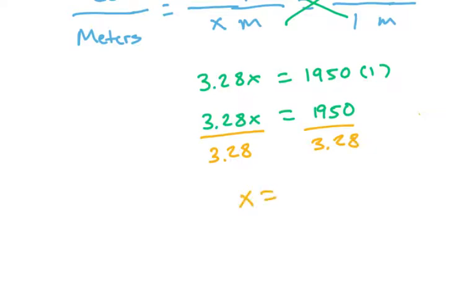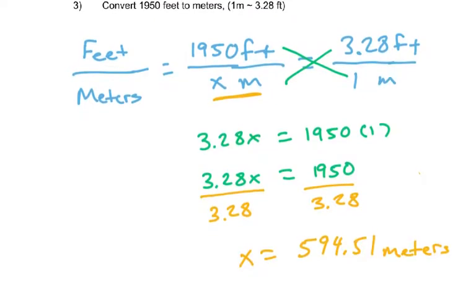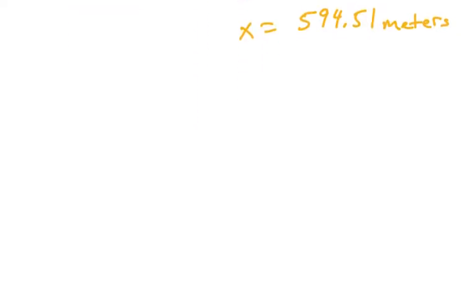So this ends up becoming 594.51. And so what is this? Well, remember, notice we had x here is meters, so this is going to be meters. And there's our answer. So for a one-time change, this proportion makes sense. But there's another way to approach this, and as you start getting into more complicated scenarios, this tends to be an easier option.